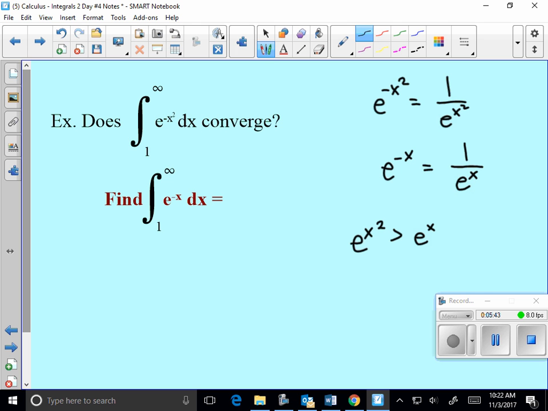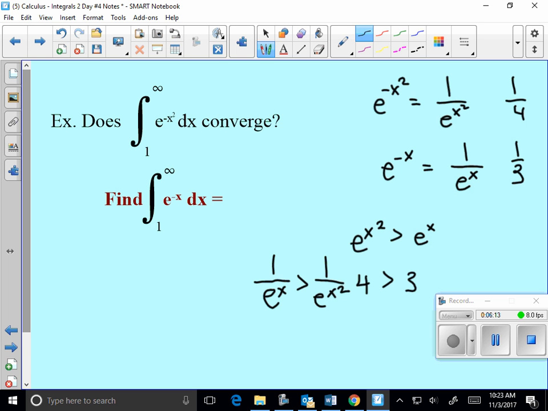Right? Would you agree, and this is going to be kind of, not really abstract, but a third grade version of this, that 4 is greater than 3? Yes. So what would be true about 1/4 and 1/3? Which one would be greater? 1/3. So 1 over e to the x is going to be greater than 1 over e to the x squared for every value of x.